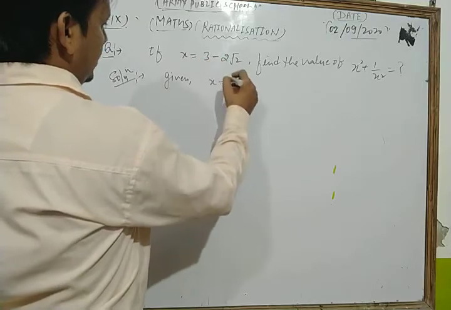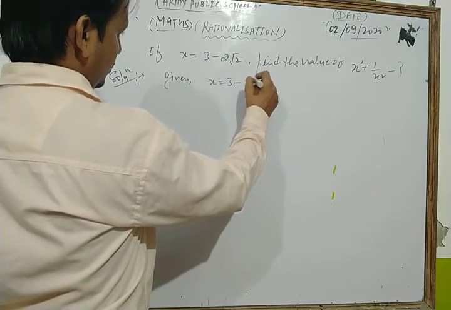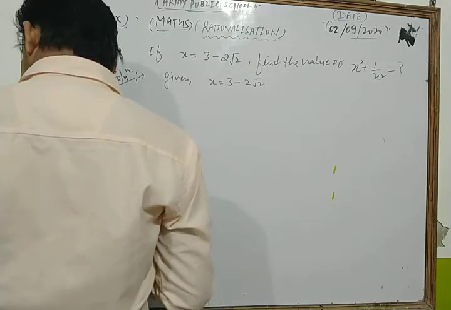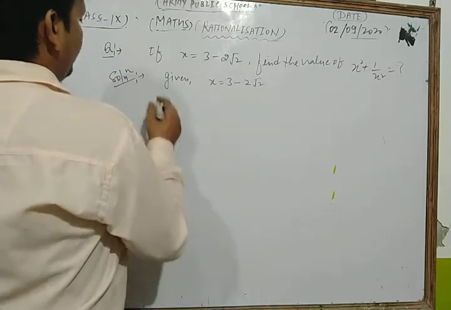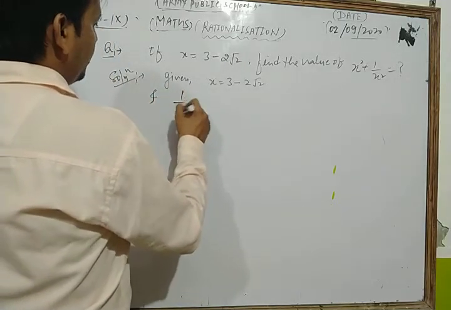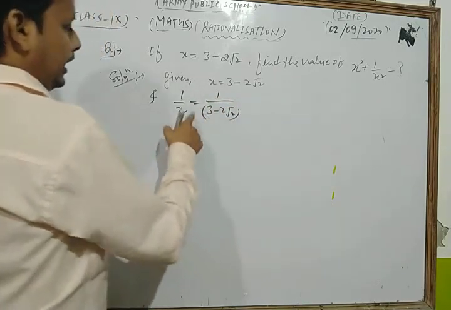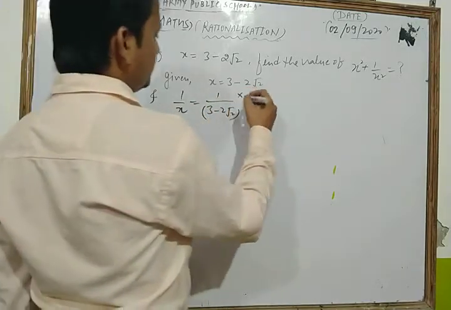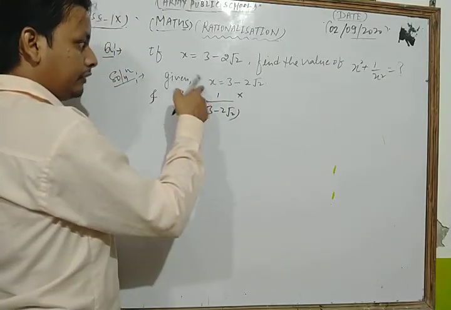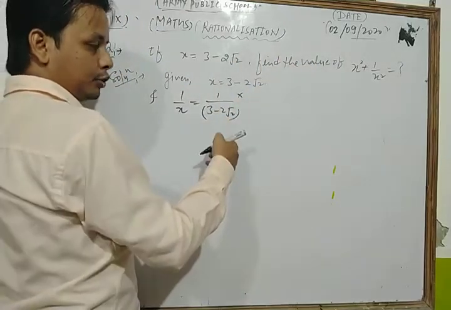The value of x is what? x equals 3 minus 2 root 2. Now we find the value of 1 upon x. It is 1 upon 3 minus 2 root 2, and after rationalizing we must multiply both first, and after that we find the value of 1 upon x in that type of question.